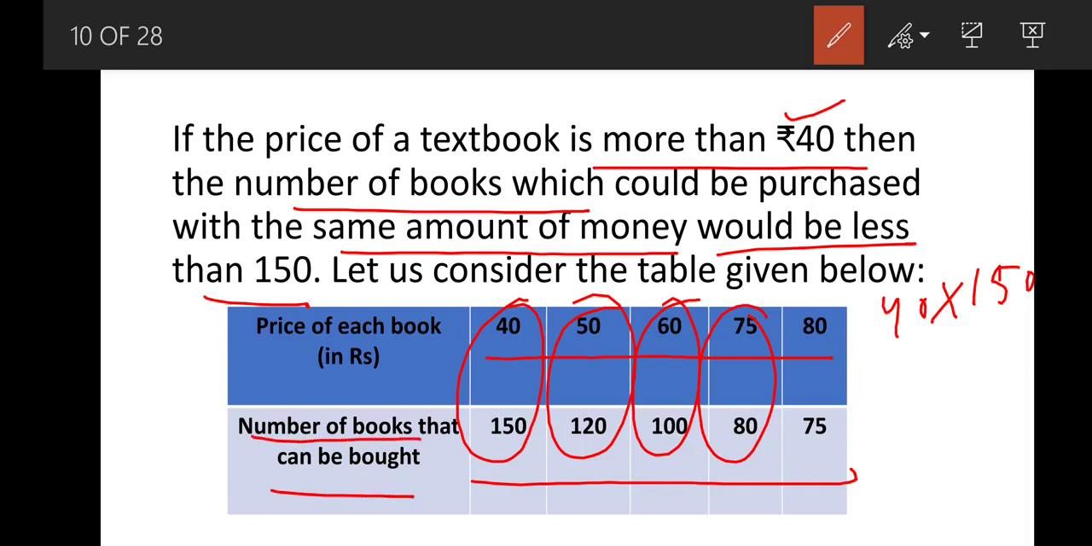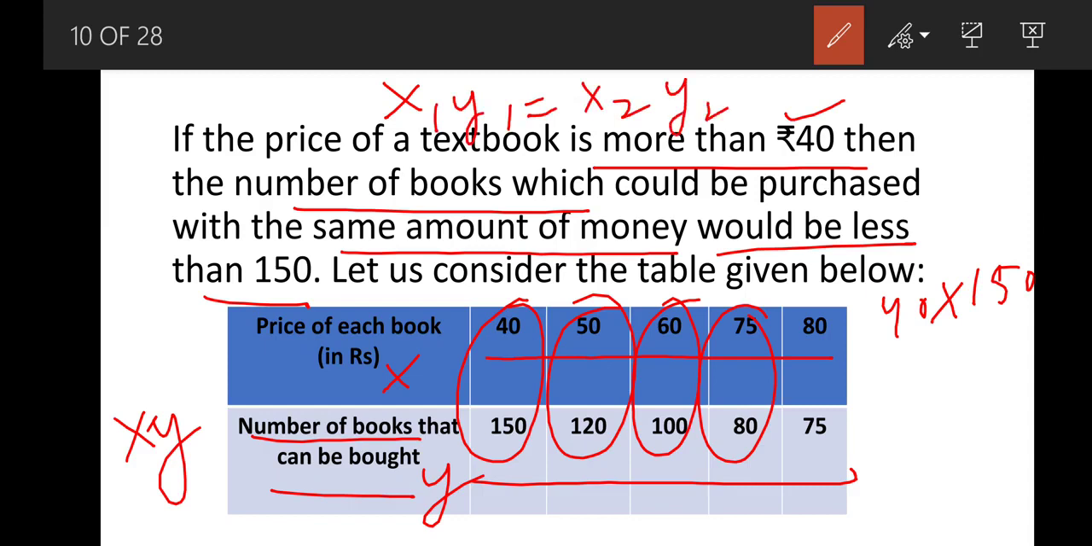So likewise, the price of the textbook keeps on increasing, but the number of books that can be bought keeps on decreasing, provided this is x, suppose, and this is y, provided xy remains constant. That is 40 into 150 is equal to 50 into 120. As I told you, in case of inverse proportion, you are supposed to use the relationship x1 y1 is equal to x2 y2 is equal to x3 y3. And you have seen in this example that this product remains constant.